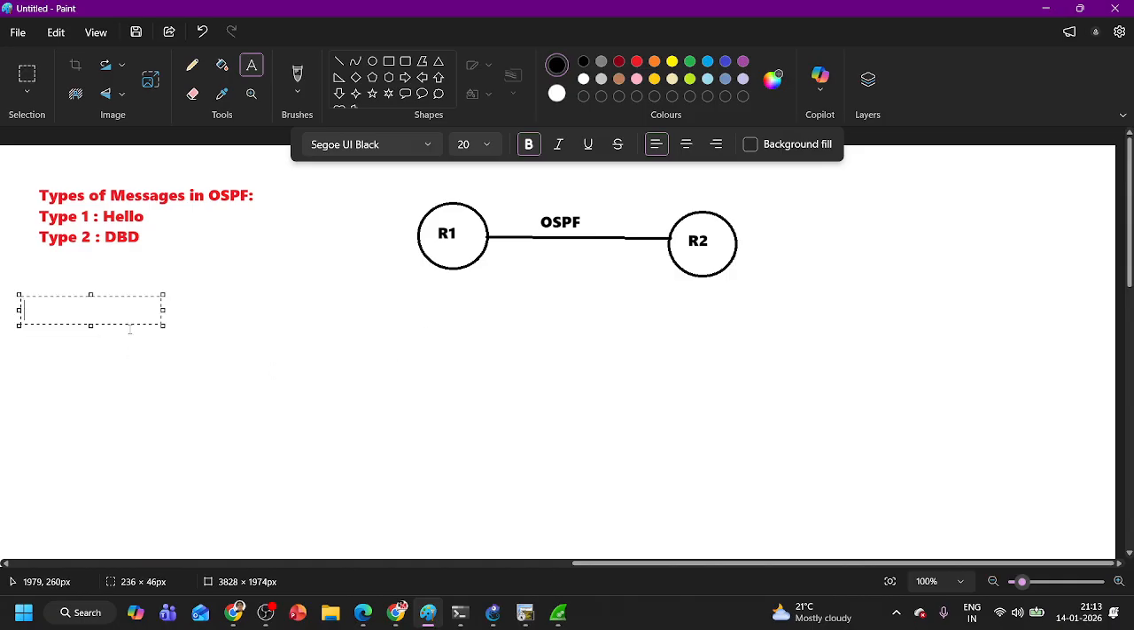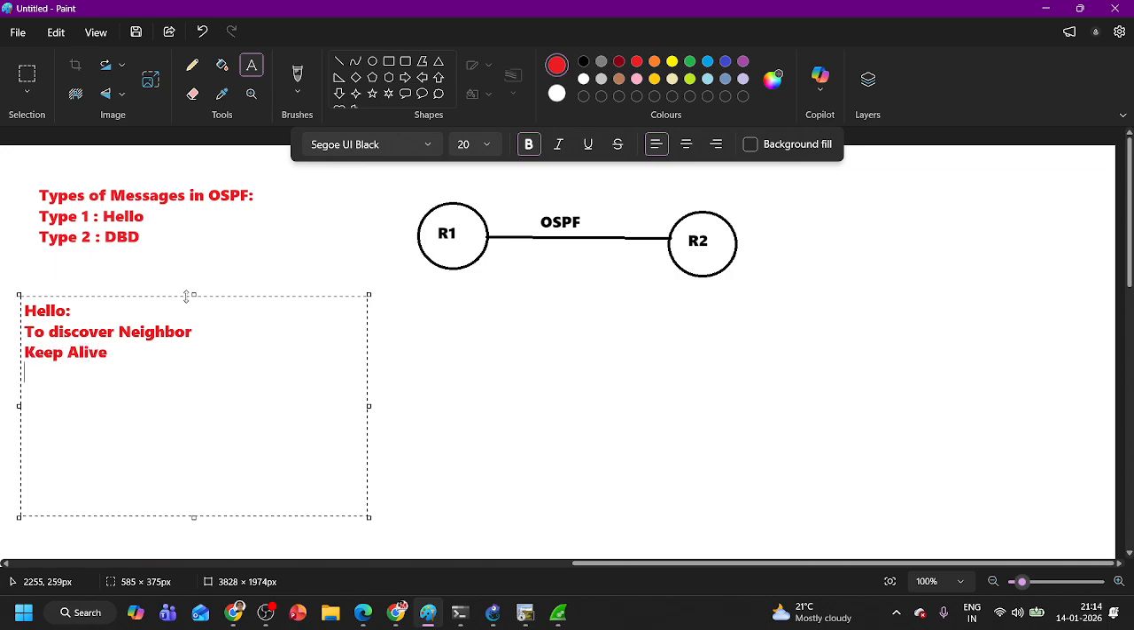One more thing about hello message, let me write here. Hello message is used to discover neighbors. Second, keepalive. The router sends on multicast address 224.0.0.5. And in case of static neighborship, unicast. Otherwise, always multicast.